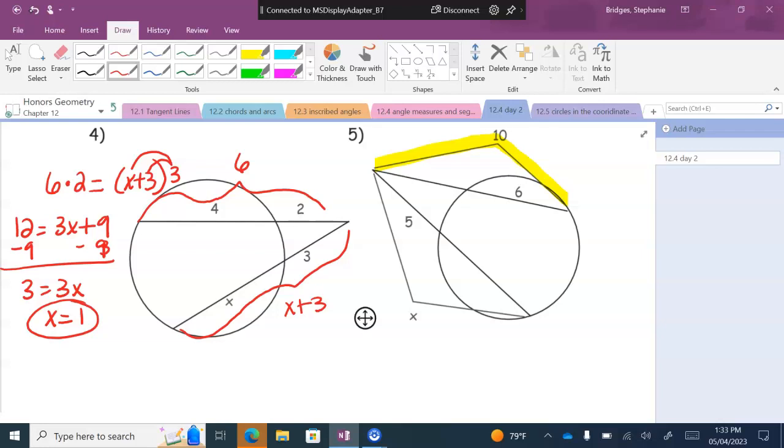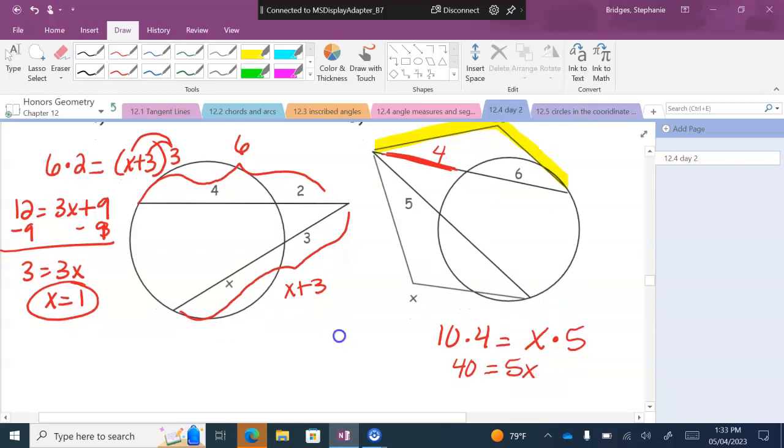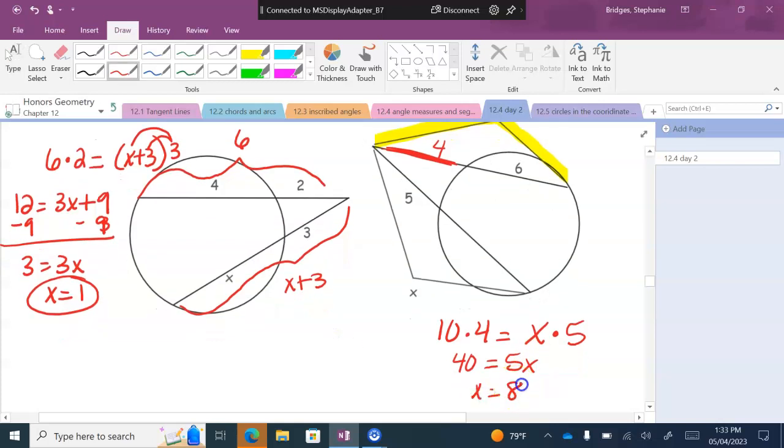Okay. Top line. What's the whole top line? 10 times, what is this outside piece? 4. Oh, it's X plus 5. 4. Yeah. And what's the whole piece on the bottom secant? X times what's the outside piece? 10 times 4 is 40. 5 times X is 5X. So what is X going to be? 8. So the length of my whole thing is 8. If I wanted to ask this, I could subtract to get that's 3.